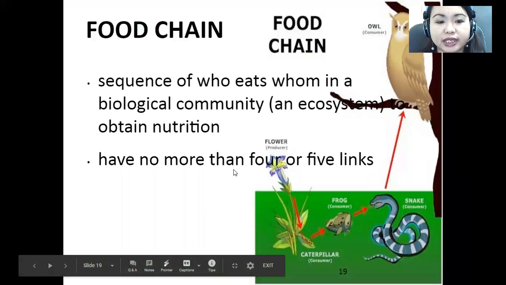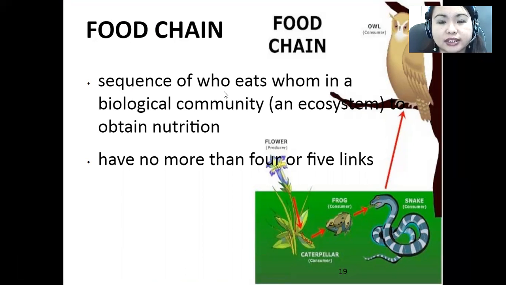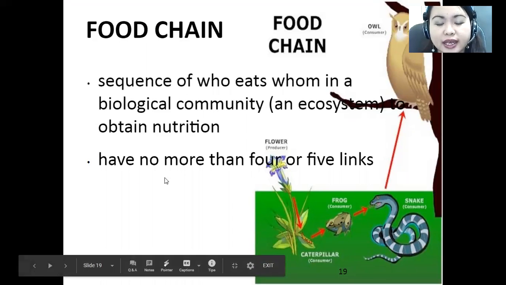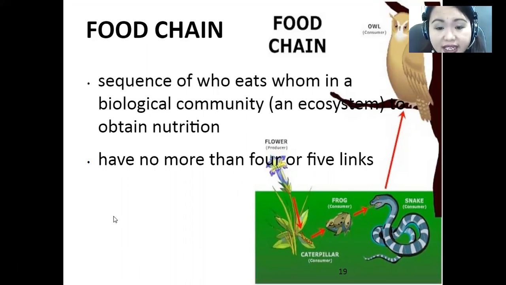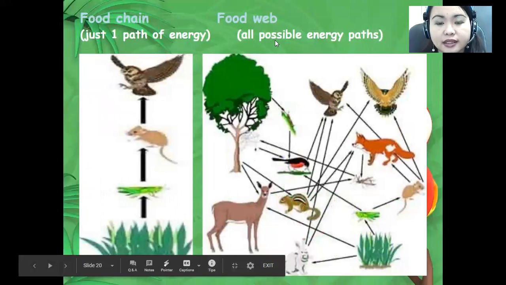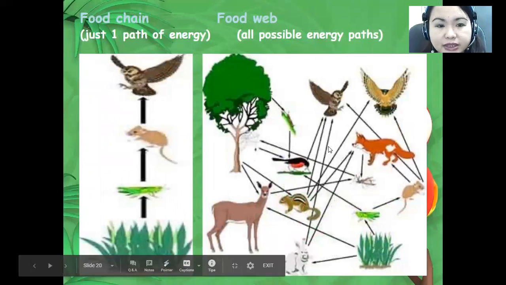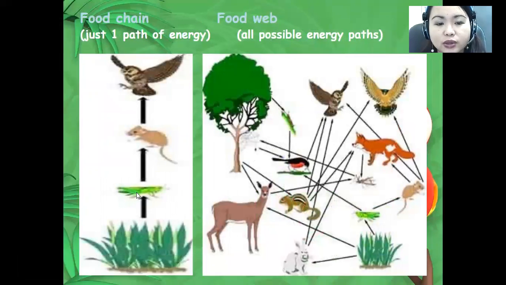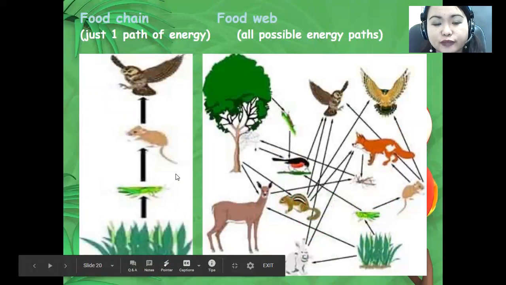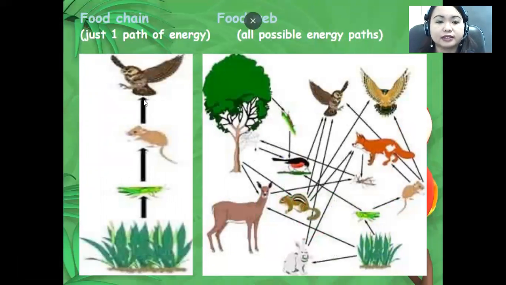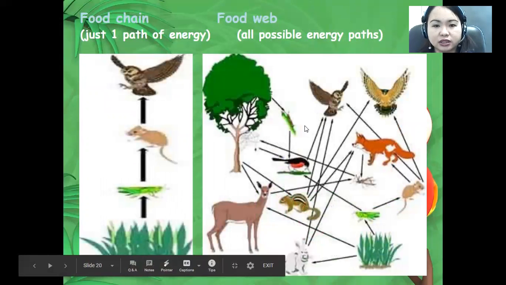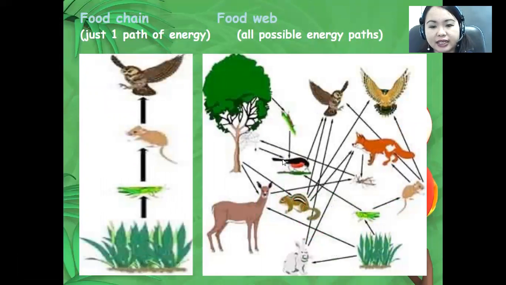To differentiate them, a food chain is just a sequence of who eats whom in a biological community called an ecosystem to obtain nutrition, and it can have no more than 4 or 5 links. While in the food web, all possible energy paths can be obtained. In a food chain, as you can see in the photo here, there's only one energy path, while the food web could be in any direction.